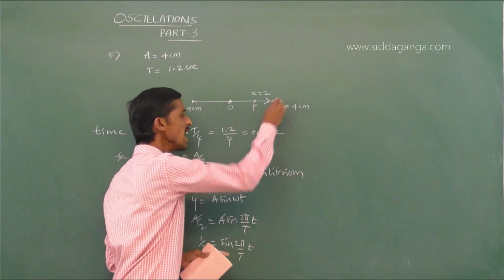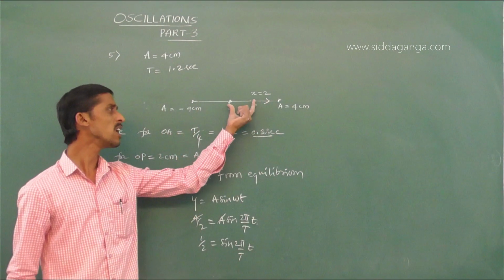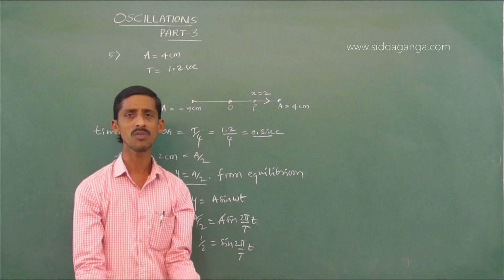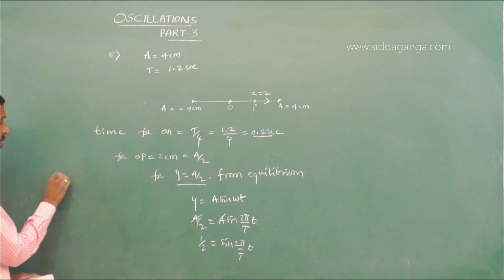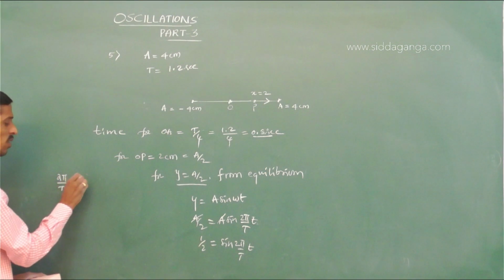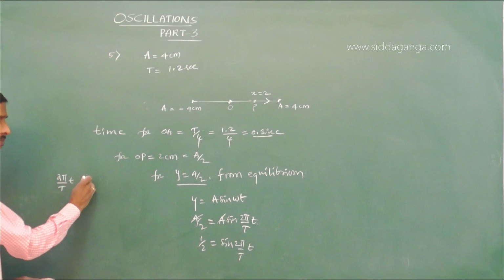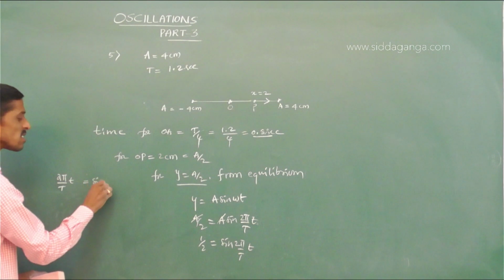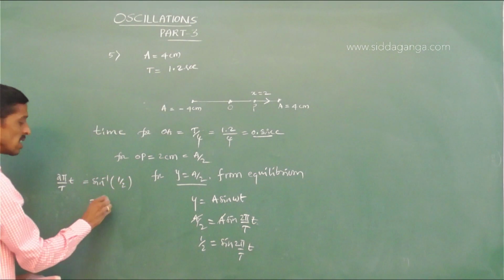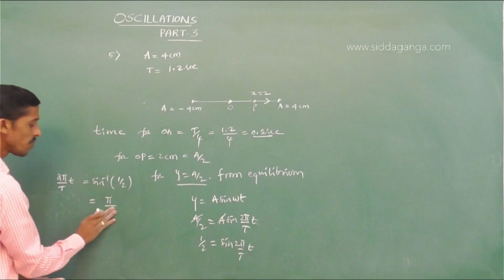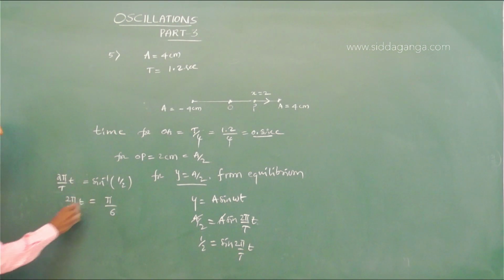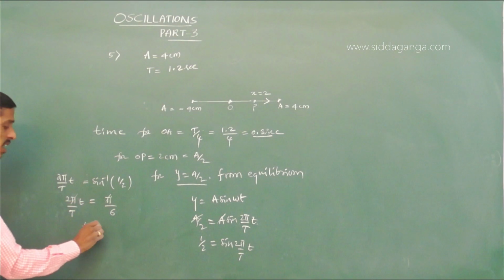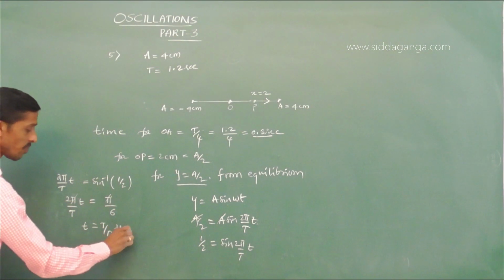So 0.1. If you don't know, do it: 2 pi by capital T into t is equal to sin inverse of 1 by 2, 30 degrees, pi by 6. 2 pi by capital T into t, the 2 pi gets cancelled. t is equal to T by 12 seconds.